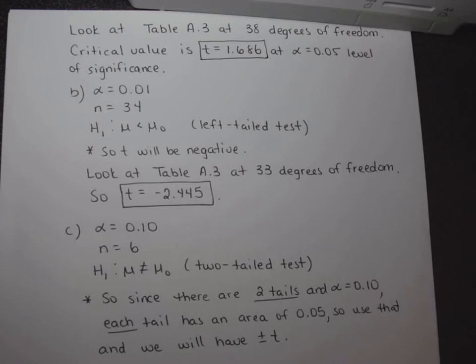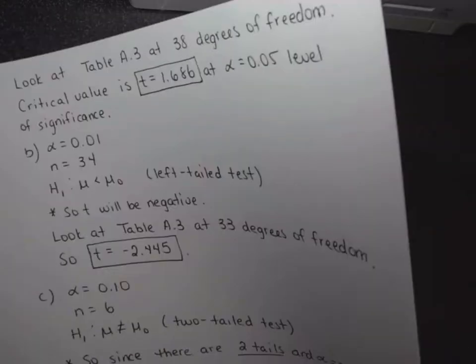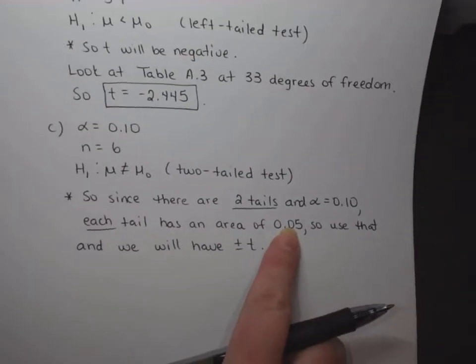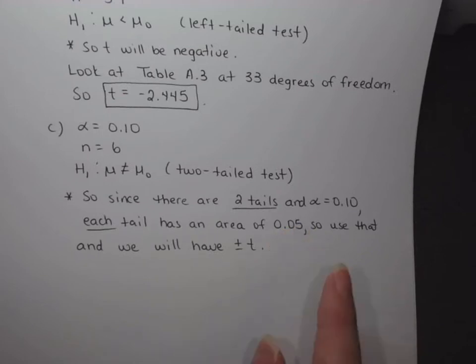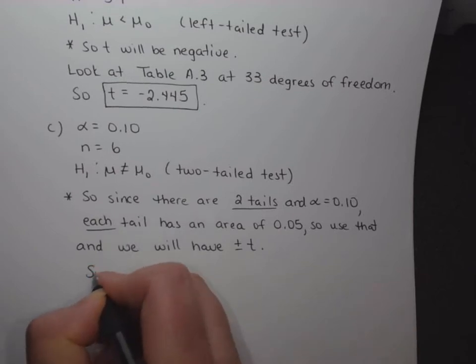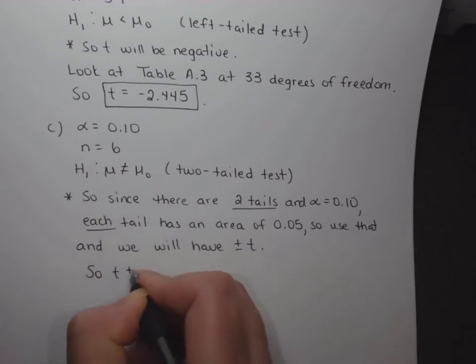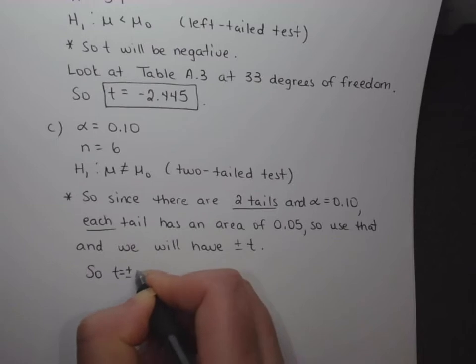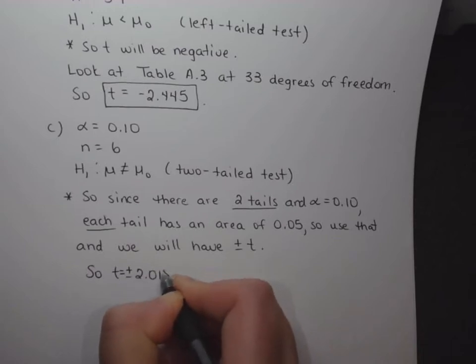Okay, so we're going to look at 5 degrees of freedom, right? And we're going to look at 0.05 instead of 0.10. So if you look at 5 degrees of freedom and 0.05, you get 2.015, which means that we actually have two values, one on each side, right? T is plus or minus 2.015.